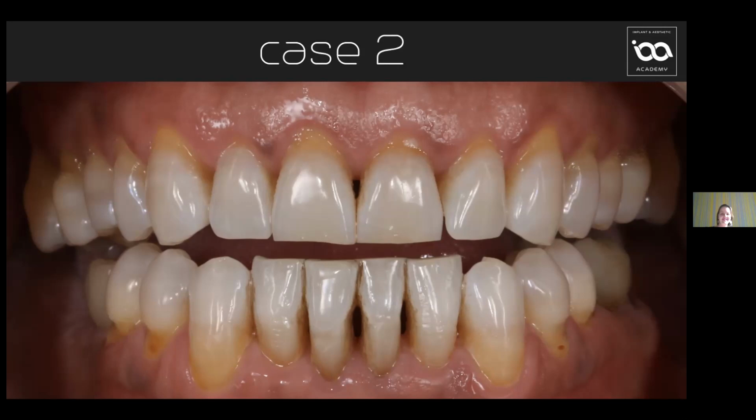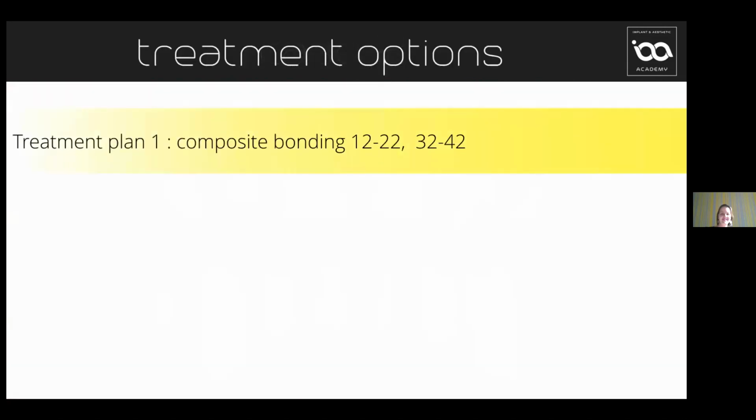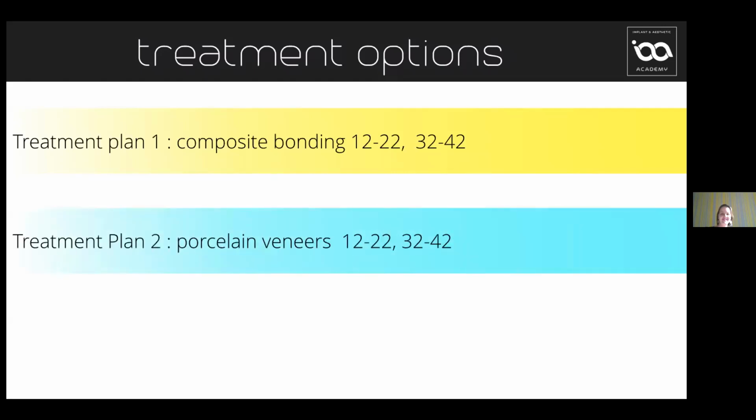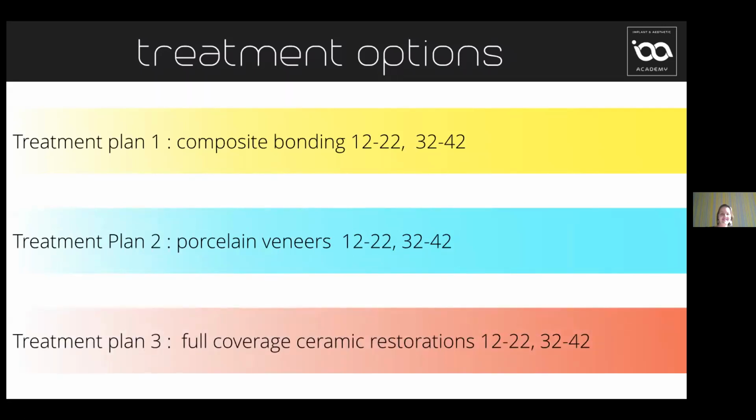At this stage, I think we have another poll just to see some possibilities that were available to our patient. The first was composite bonding, upper anteriors, lower anteriors. The second option was porcelain veneers, upper anteriors and lower anteriors. And the third option was full coverage ceramic restorations. So three different options. Again, none of them are right or wrong. We have a poll coming up here.